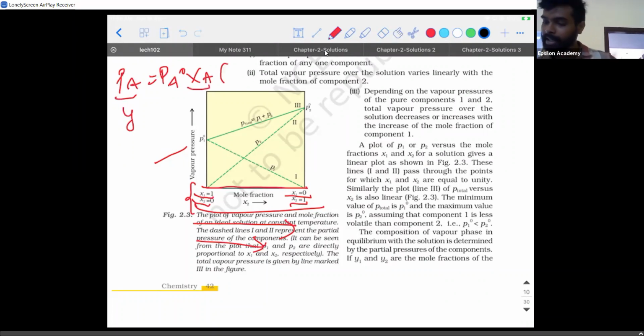And this is in the x-axis, correct? So obviously, what do you expect? This is like y is equal to mx. We will obviously get a straight line, is it not? So if I plot a graph between the partial vapor pressure and the mole fraction, what should I be getting? I should be getting a straight line.